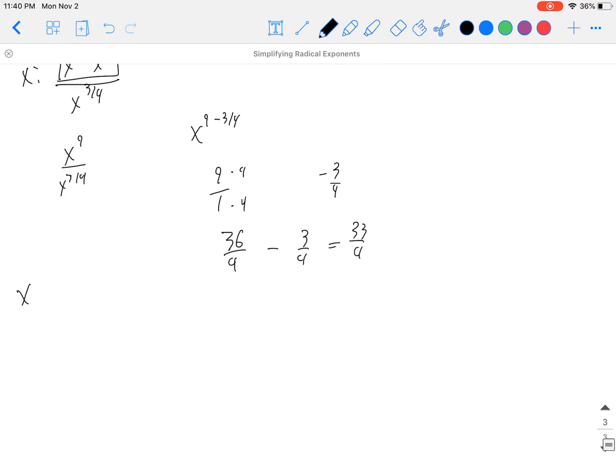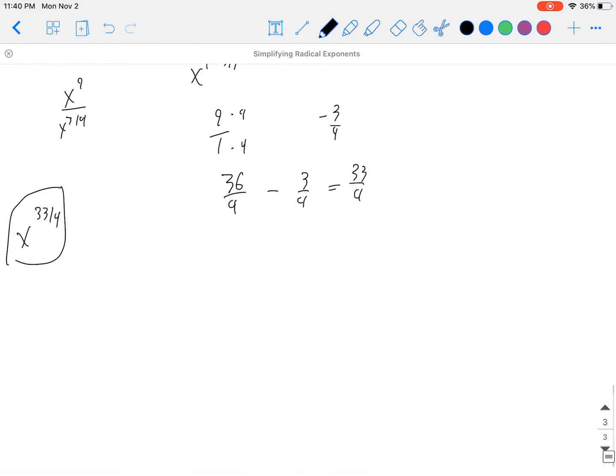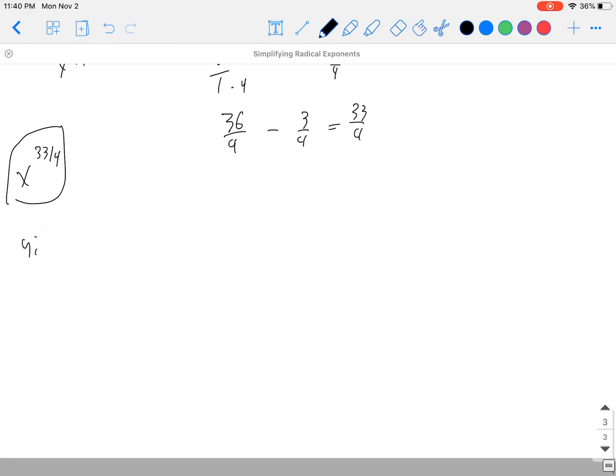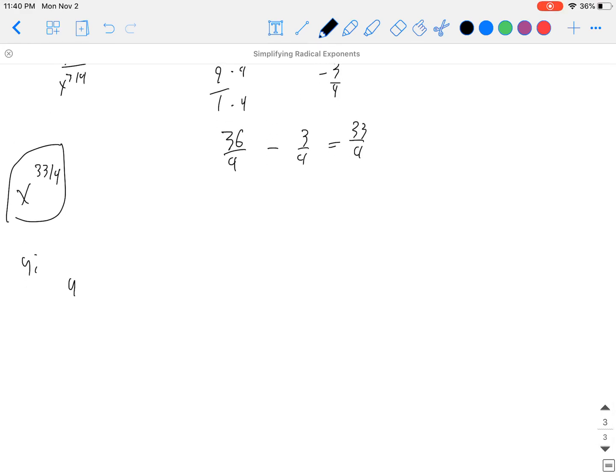And this is the simplified x variable. So now we must move on to y. So for y, we have y cubed times y to the 3 over 2 divided by y to the 2/3. Again, let's start with the numerator and use the product rule. So we have y to the 3 plus 3 over 2.